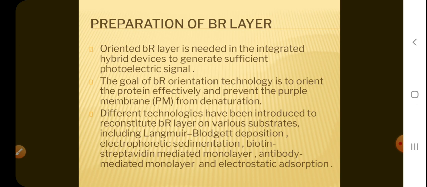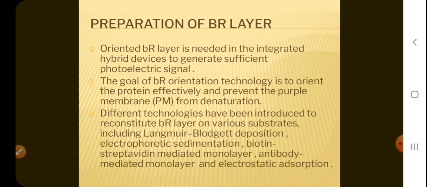The goal of the bacteriorhodopsin orientation technology is to orient the protein effectively and prevent the purple membrane from denaturation. We have to see that the hybrid device which you are going to design contains the bacteriorhodopsin in a proper orientation, and it also should be safe and protected from denaturation. There are different technologies which have been introduced to reconstitute the bacteriorhodopsin layer on various substrates.